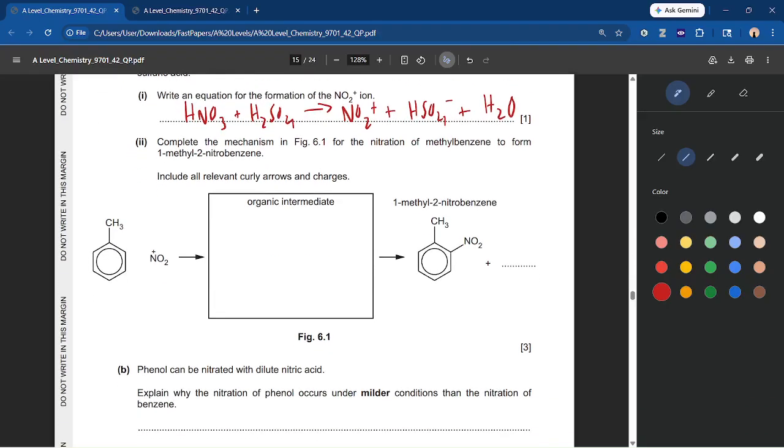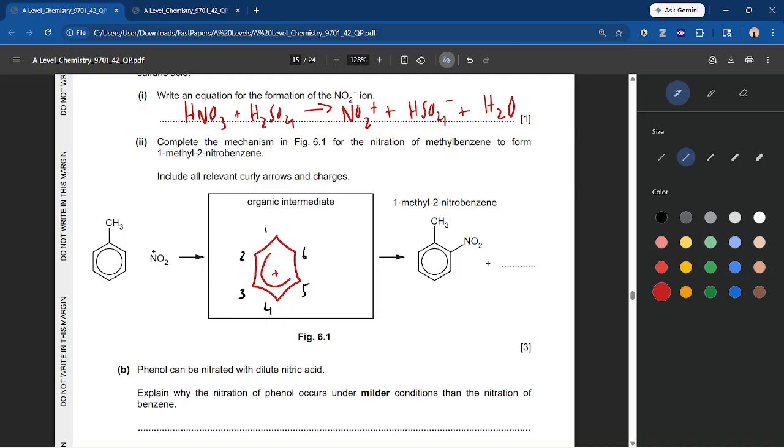Nice. Complete the mechanism in figure 6.1 for the nitration of methylbenzene to form 1-methyl-2-nitrobenzene. So the organic intermediate. Let's keep going. This will be like this. We got it over there. Remember, it's going to be half over here, and you've got a positive ion over here. So let's label our carbons: 1, 2, 3, 4, 5, 6.